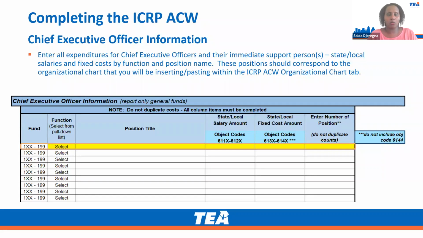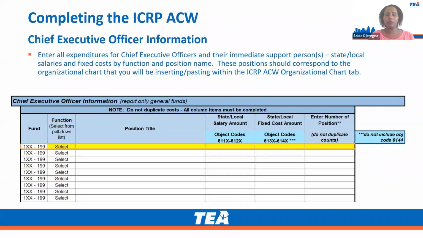And of course, you'll also need to include the immediate employee or employees who serve as the executive administrative assistant to these CEO positions. For each position, enter the following information. Select the function codes from which the indirect salary and fixed costs are paid from the pull-down list, the position title, the salary amount paid from state and local funds, the fixed cost amount paid from state and local funds, and the staff count for the position.